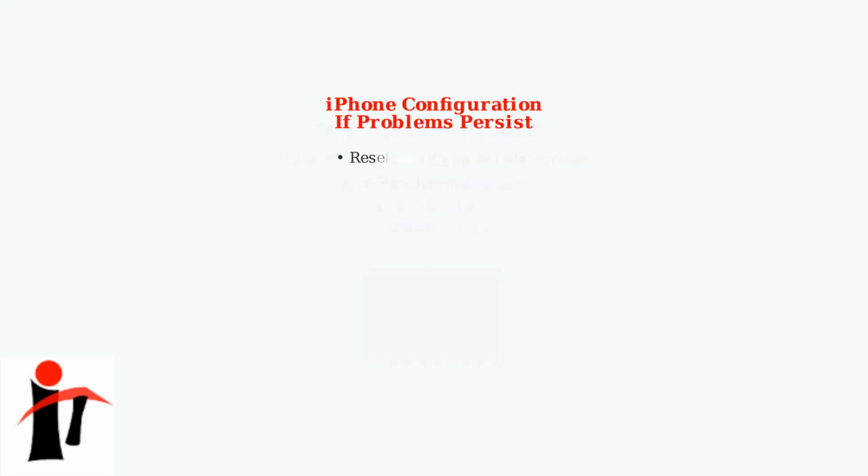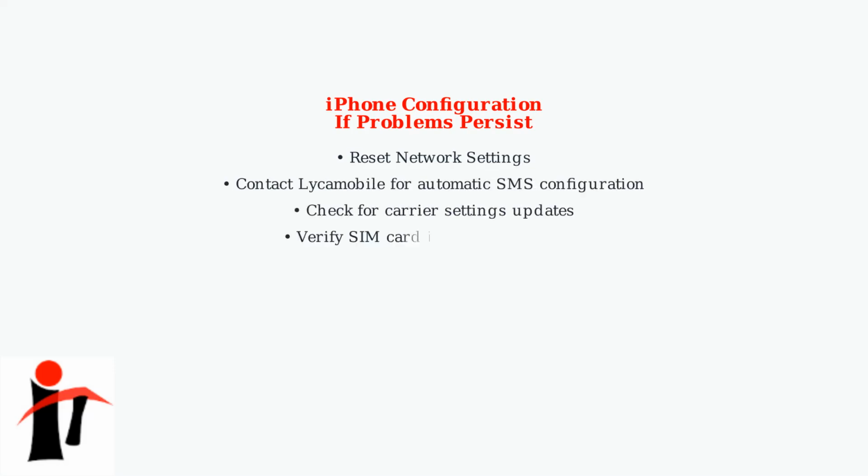If your data still doesn't work after configuring the APN, try these troubleshooting steps. Reset your network settings. Contact Lycamobile for automatic SMS configuration. Check for carrier settings updates, or verify your SIM card is properly inserted. Following these steps should restore your Lycamobile data connection. Remember that settings may vary by country, so check with Lycamobile support for region-specific configurations if needed.